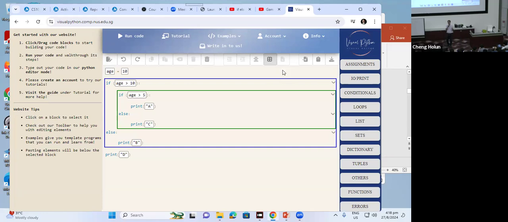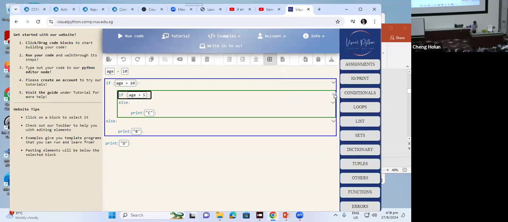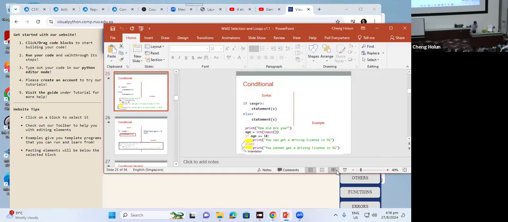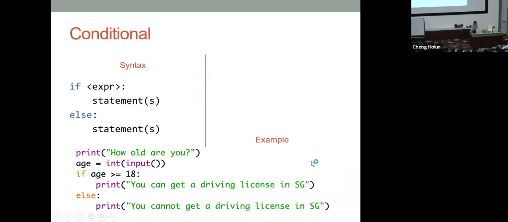And then inside the blue box, I have another if-then-else. For this one, I need you to know how to visualize this by yourself for all the if-then-else statements. Yeah, you can string it. And so remember the indentation matters. Don't indent too much, don't indent too little.